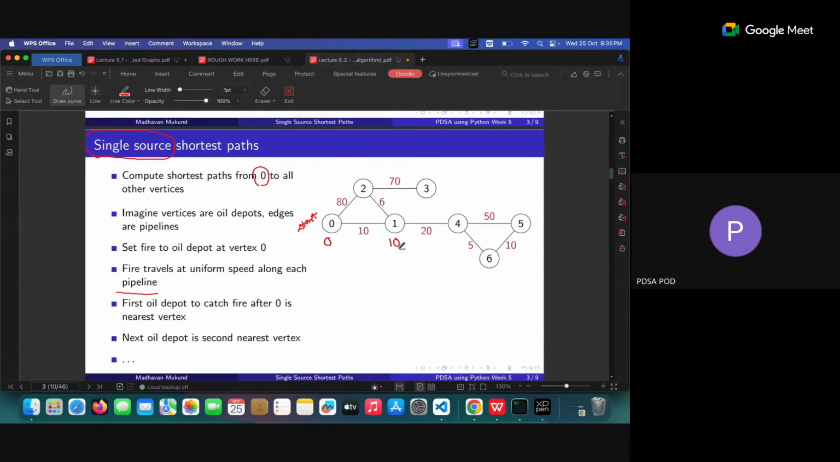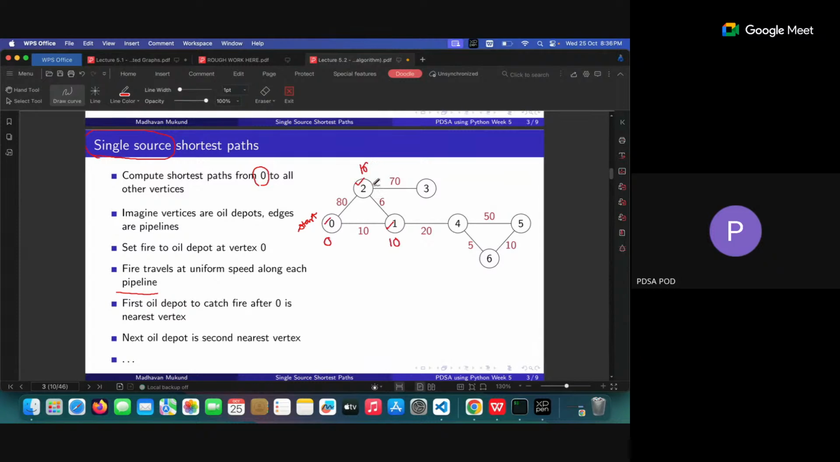I think it's clear. At this particular distance, only 10 of the 80 is finished, still 70 is there. So 0 is finished, 1 is finished. The 2 can be fired through 0 to 2, but that distance is very high. Meanwhile you get a very short distance from 1 to 2, that is 6. So it is fired and its distance is updated to 16, because 10 plus 6 is 16. Within 16 weight, it can finish 2 also.